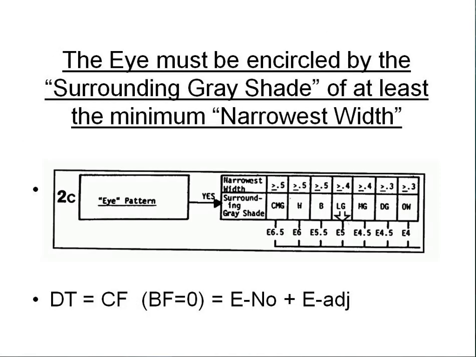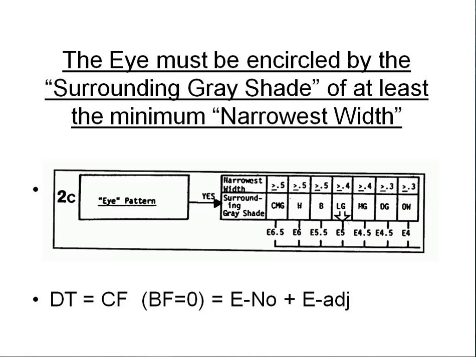With the I pattern, an important criteria for determining the I number is the narrowest width, so that the I number is given by the coldest gray shade that completely surrounds the I and is at least as wide as the narrowest width. If the narrowest width criteria is not met, you simply drop to the next warmest gray shade until it is met. On this chart, the narrowest width criteria are given in degrees latitude.